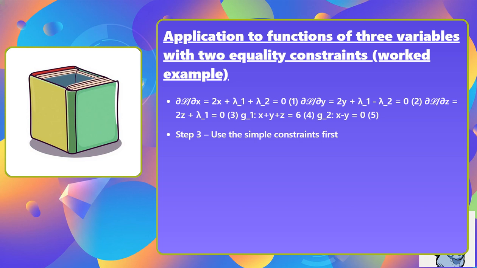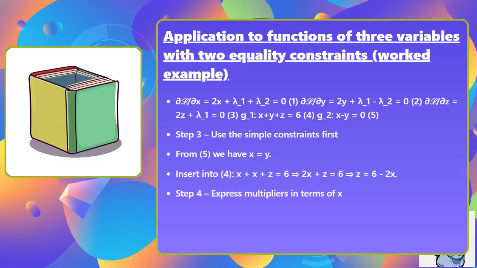Step 3. Use the simple constraints first. From equation 5 we have x equals y. Insert into equation 4. X plus x plus z equals 6, which gives 2x plus z equals 6, so z equals 6 minus 2x. Step 4. Express multipliers in terms of x.